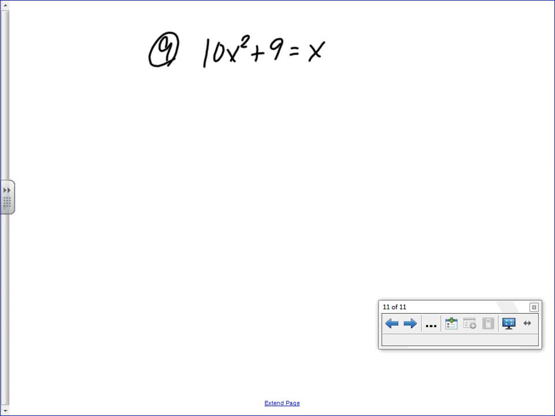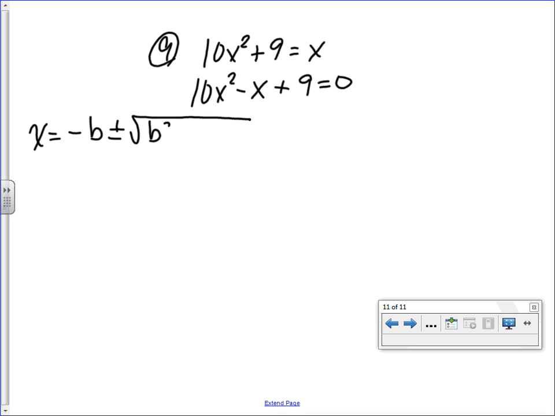All right, so as you can see on number 9, the first thing we're going to do is get it equal to 0. So I'm going to go ahead and subtract the x. So now I have the equation 10x squared minus x plus 9 equals 0. It's got to be in that standard form. So I'm going to go ahead and write down my formula. Squared minus 4ac, divide that by 2a.